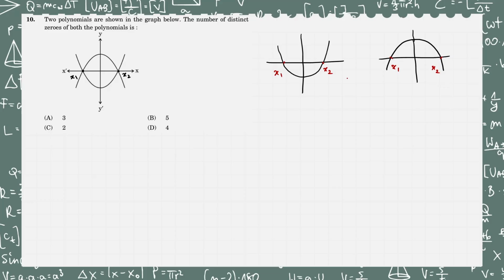So, speaking about the nature of the roots, since x1 and x2 are different points, we can say distinct zeros are there for the polynomial number 1 as well as polynomial number 2, but both the distinct zeros are the same numbers, x1 and x2. So, we can't say there are 4 distinct zeros, right? Both of them have 2 distinct zeros, but both those zeros are the same numbers. So, we have to select 2 as the correct answer. So, option C is the correct answer.